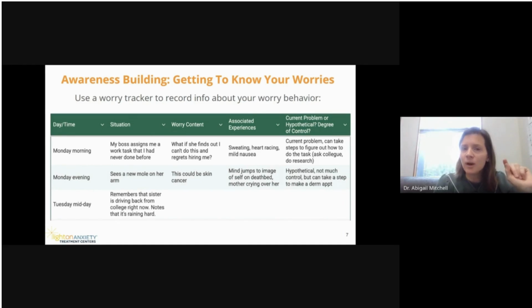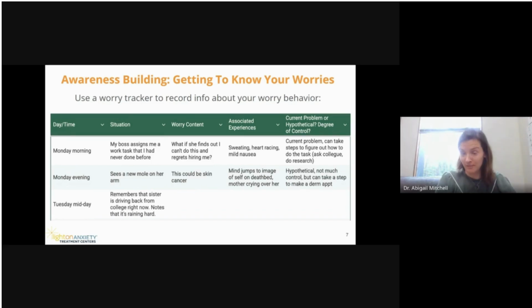And then what I like to throw in to begin, because you want them to get a sense that the worrying is not productive, is a column in which they have to determine: is my worry about a current problem that can potentially be solved, that there's some degree of control over, or is it about a hypothetical future possibility? So you're wanting them to get a sense of how much control they have over this. If you realize that you don't have very much control and it's so hypothetical in the future, that's grounds for recognizing it's not helpful.